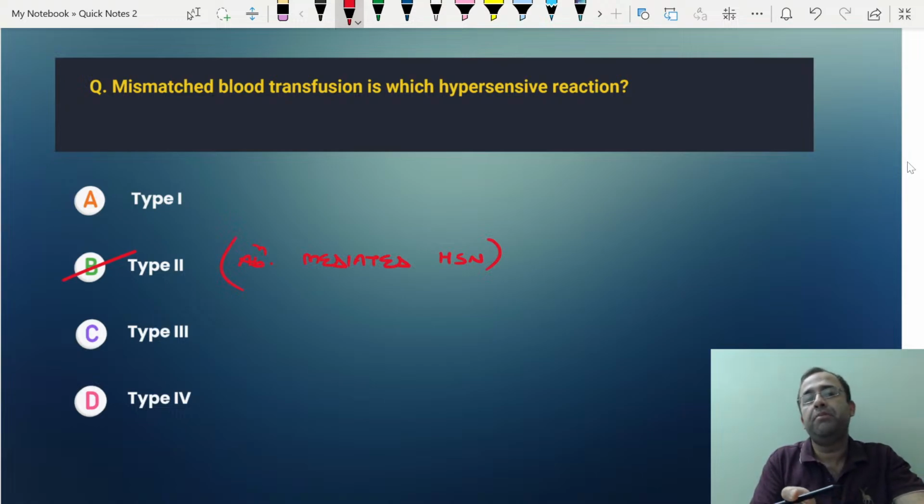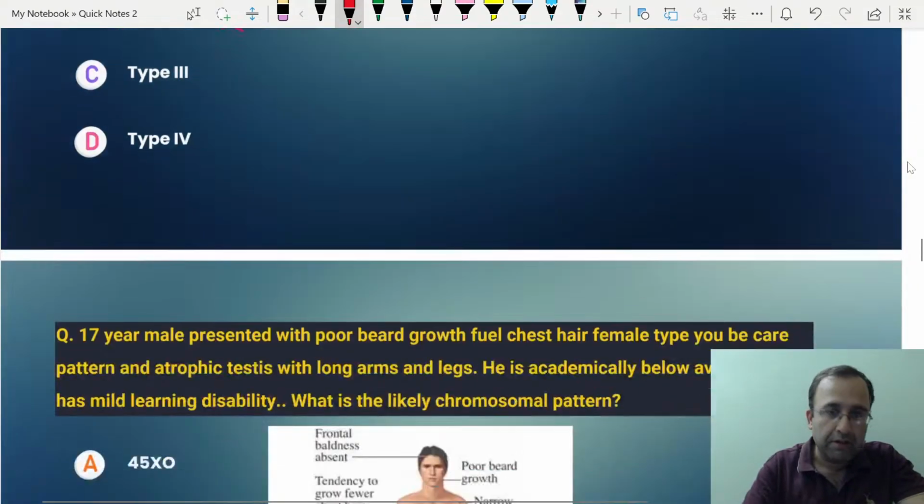Last time the FMG paper asked you a question with respect to immune mediated hemolysis. Which hypersensitivity is it? Type 2. Antibody mediated hypersensitivity, immune mediated hemolysis was also type 2. Similarly, mismatched blood transfusion, antibody mediated hypersensitivity, type 2.